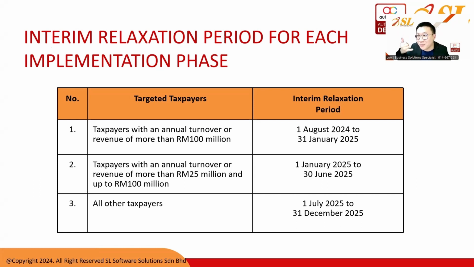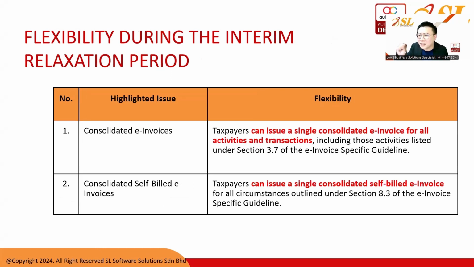During this 6 month honeymoon period, you only need to submit a consolidated invoice instead of a standard invoice. Just submit a consolidated invoice, and that's enough. For this consolidated invoice, you don't need to be very detailed. You can put any description, like how much roti canai, or doctor sales for the month of January, how much. That's enough.